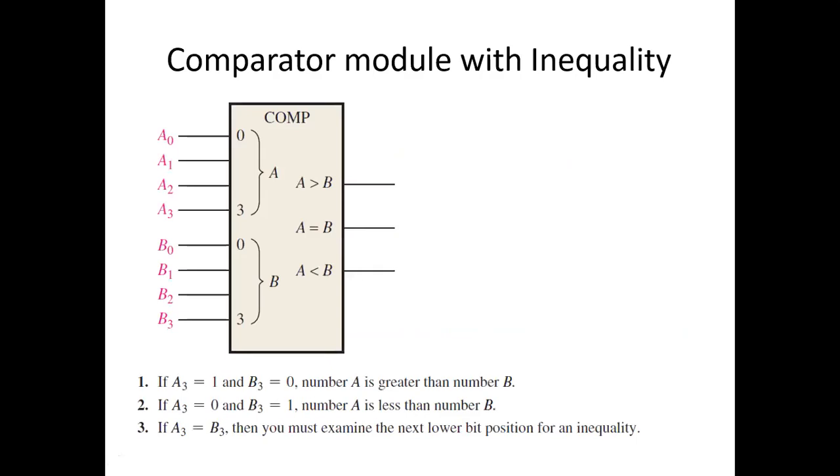Now, we could also have a comparator module with inequality signs. For example, here is a 4-bit one. This is a comparator that can compare 4-bit numbers, and it has 3 outputs, which indicate whether A is greater than B, A equals B, or A is less than B. In fact, it checks the bits one by one. For example, if A3 is 1 and B3 is 0, it shows us that A is greater than B. But if A3 is 0 and B3 is 1, it shows that A is less than B. But if A3 and B3 are equal, then it moves to the next bit. That is how it compares.